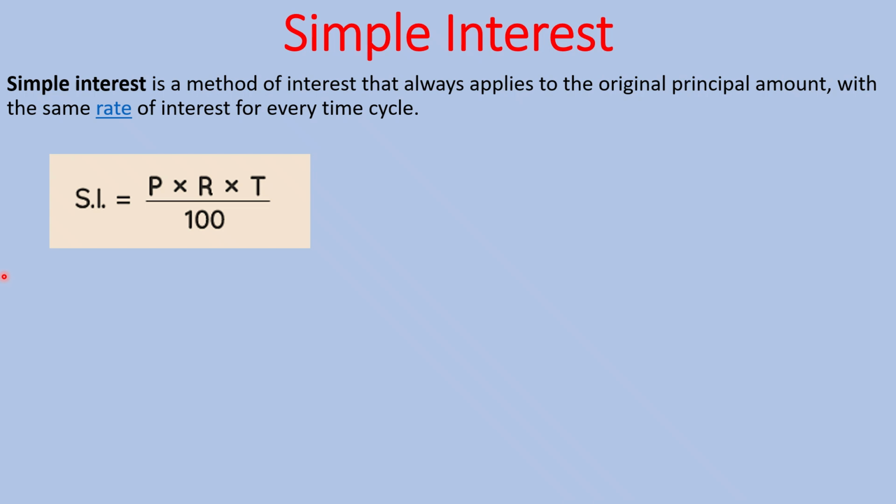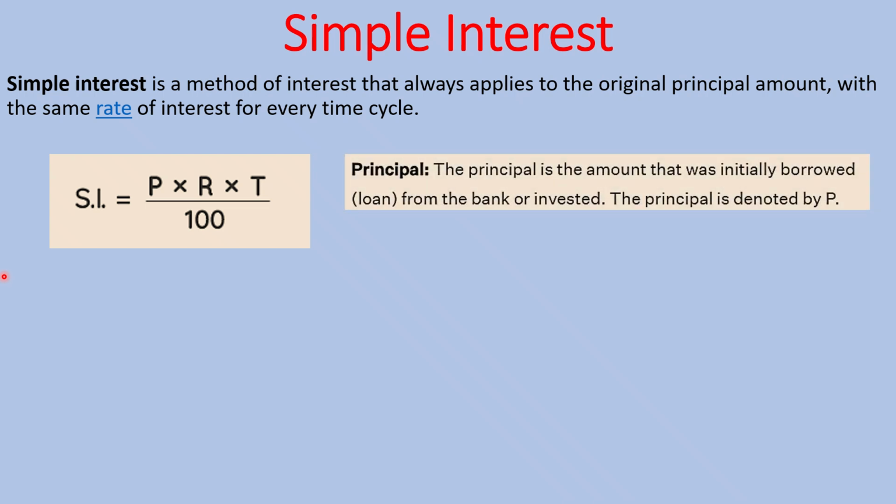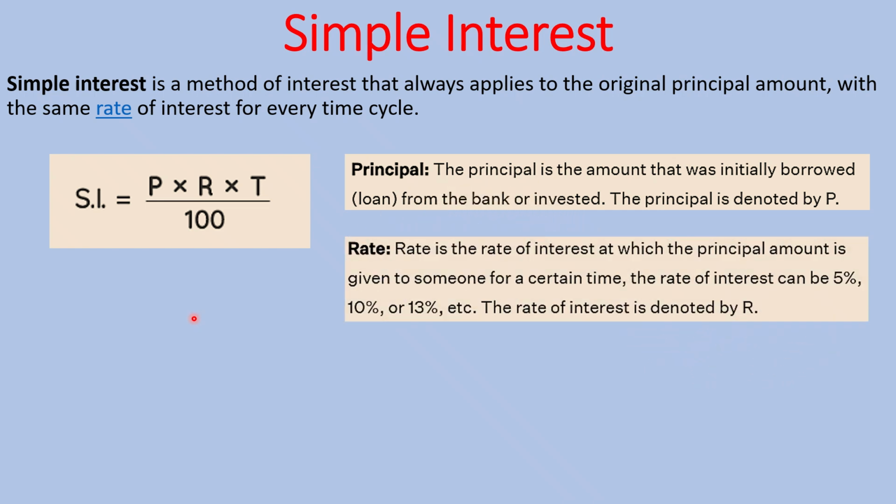P is your principal amount, the initial amount. Suppose you are taking a loan of 50,000, that will be your principal. The principal is the amount that was initially borrowed from the bank or invested, and it is denoted by P. Now what is R? R is the rate of interest, like how much interest you'll be paying on that 50,000. Let's say you can pay 12%, 5%, or 10%. Different banks provide different rates of interest.